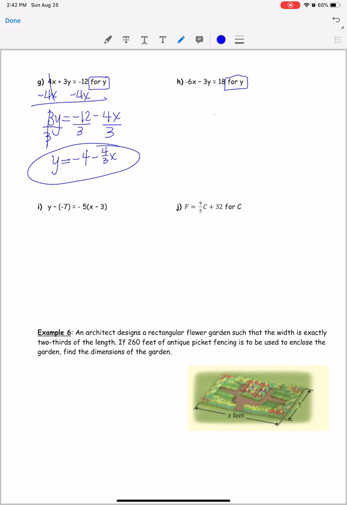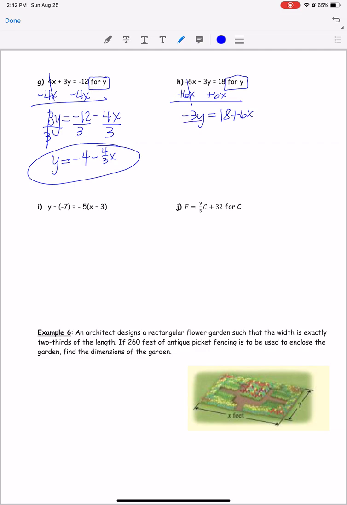So, really the same as g. What's the opposite of a negative 6x? Positive 6x. So I'm left with a negative 3y. Don't forget this negative, that's right there in front of that 3. Equals, can I combine 18 plus 6x? No, that does not become 24x. So put them side by side. We get 18 plus 6x.